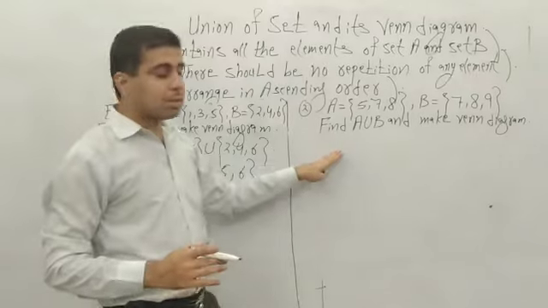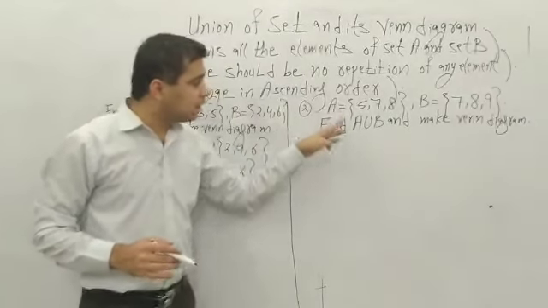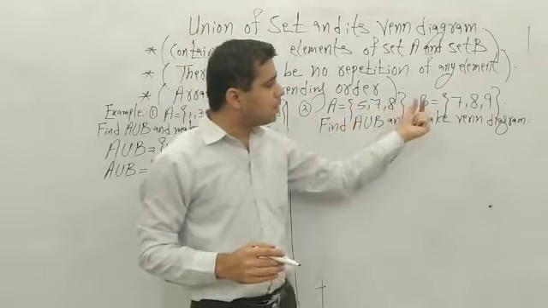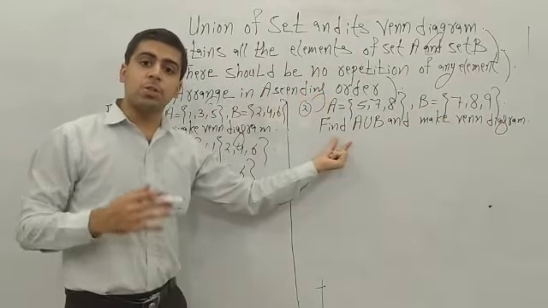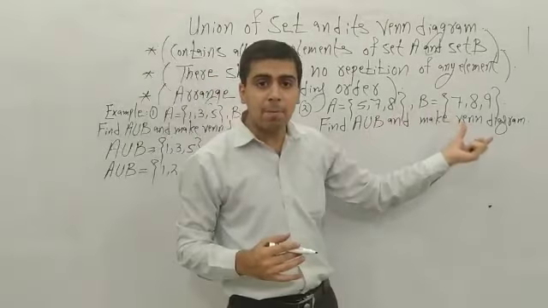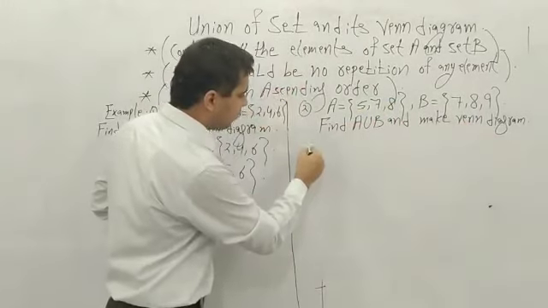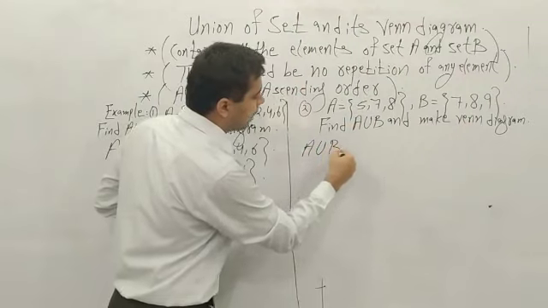Now take another look at the second example of the union of sets. A equals {5, 7, 8} and set B equals {7, 9}. We have to again find the union of these two sets and make the Venn diagram as well. My students, first we will write A union B here.